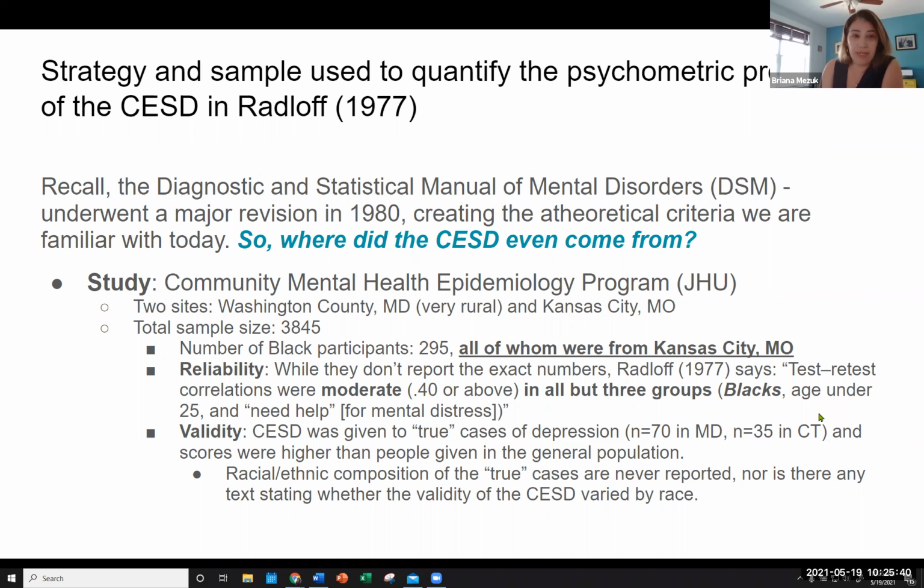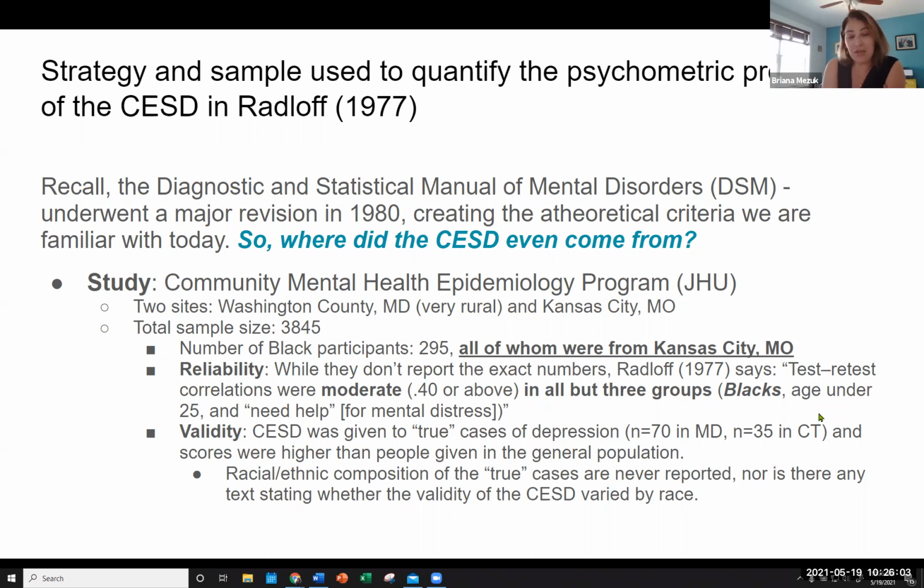Now this is a direct quote from Radloff, 1977. They don't report the reliability metrics by race or ethnicity specifically, but they say test-retest correlations were moderate, 0.4 and above, in all but 3 groups: Blacks, those under age 25, and the people who needed help, that is, the people who had high distress. So that's just a sentence, and then we just moved on.